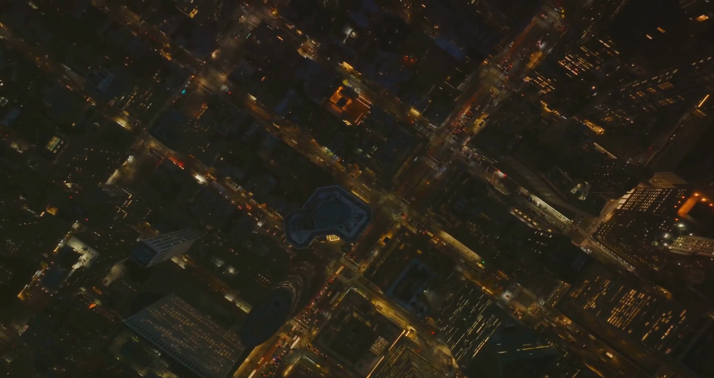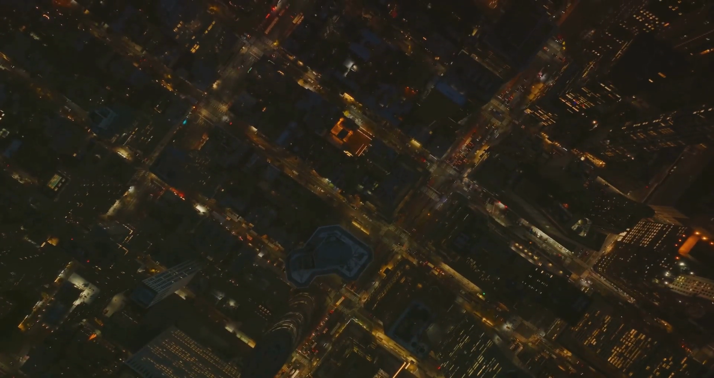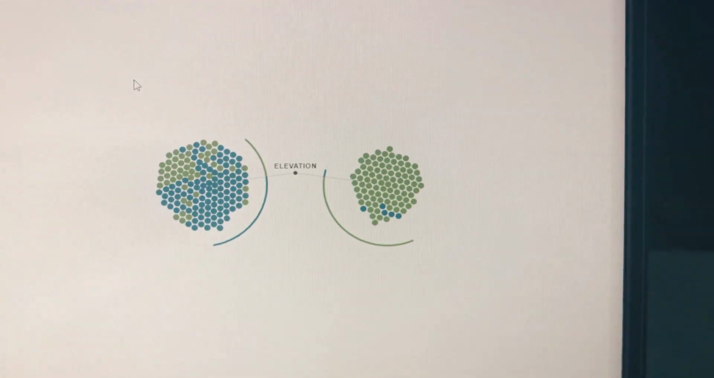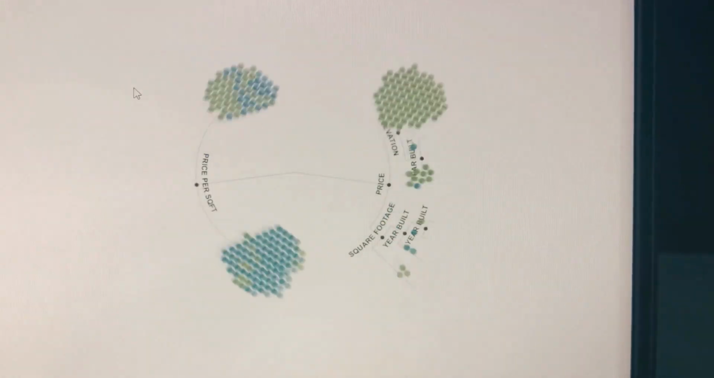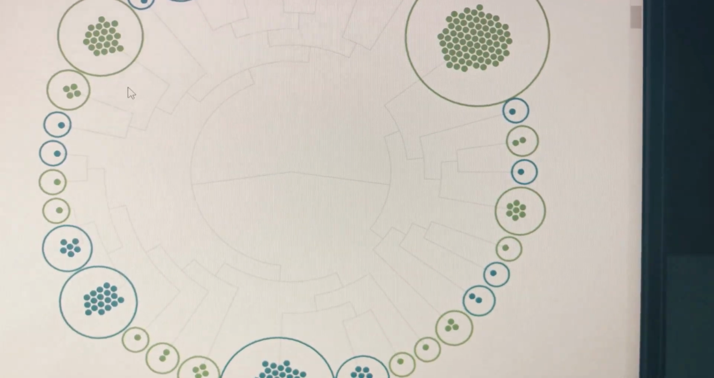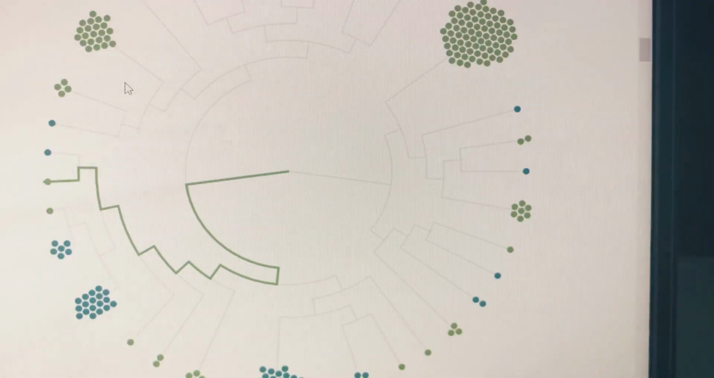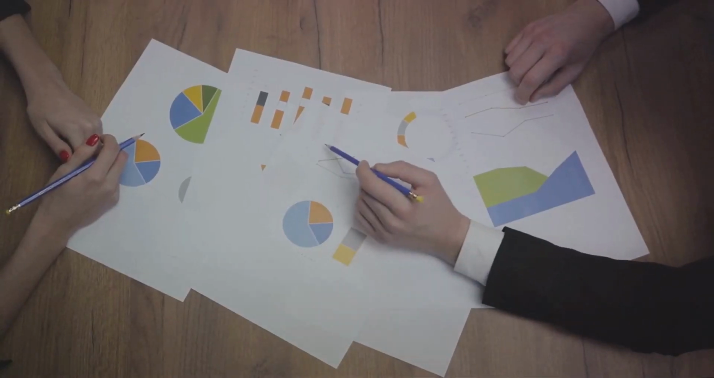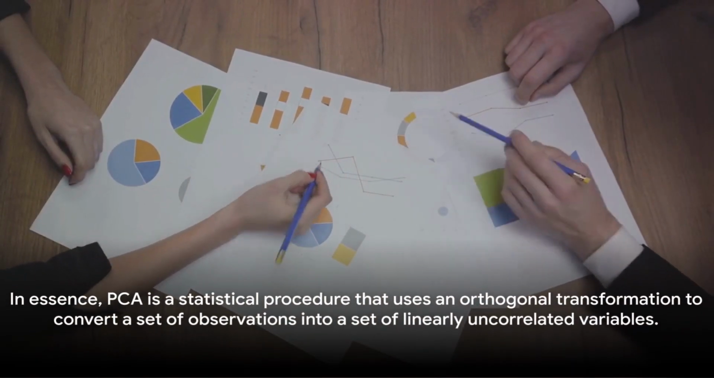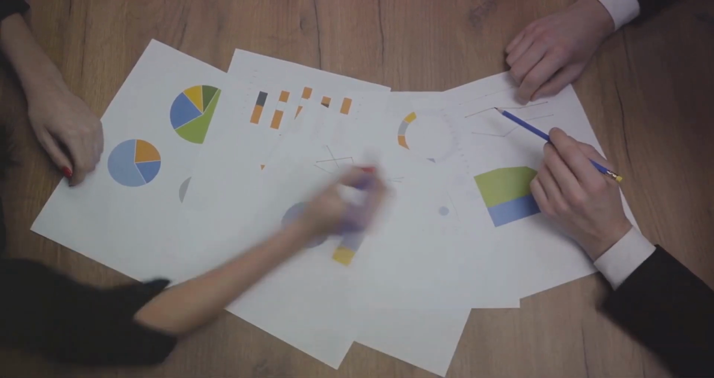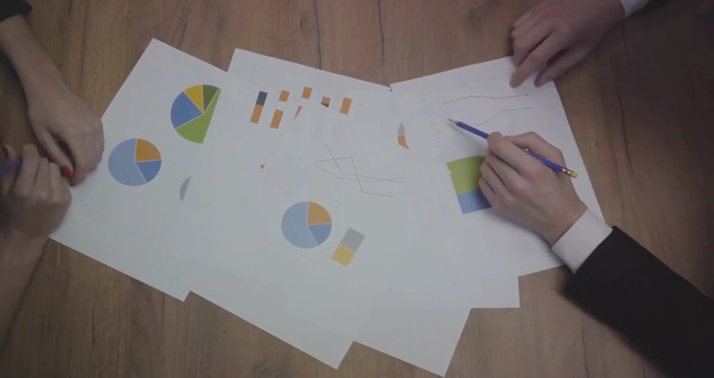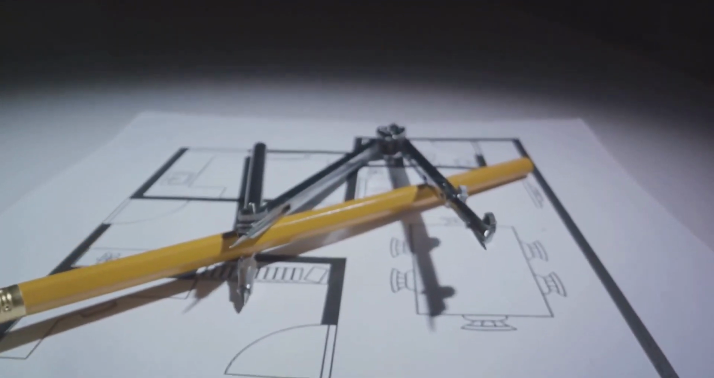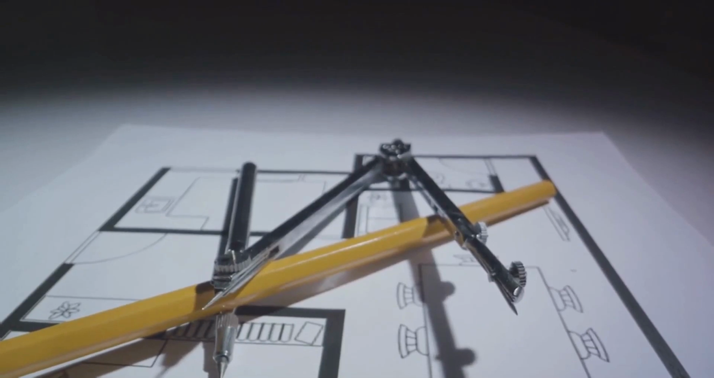It's like having a compass guiding us through the labyrinth of data. But it's important to remember that PCA is not a magic bullet. It's a tool, and like any tool, it needs to be used appropriately and with understanding. It can simplify data, but it can also oversimplify if not applied carefully. In essence, PCA is a statistical procedure that uses an orthogonal transformation to convert a set of observations into a set of linearly uncorrelated variables. And that, my friends, is the heart of principal component analysis.